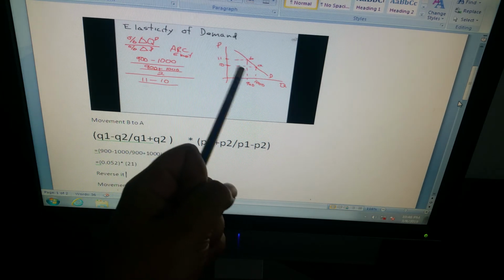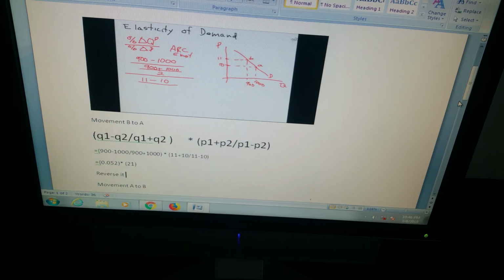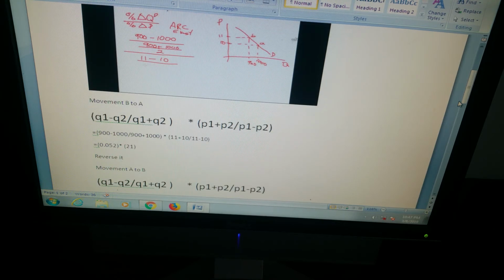Okay, now reverse the process. Yes, I'm talking to everyone. Okay, Vijay, now you can reverse the process. Can you reverse the process? What do I mean by reverse the process? Reverse the process means the starting point is not B now. The starting point is A. We were at A. What was the price at A? 10. What was the quantity at A? 1000. Okay, so P1 was 10 and Q1 was 1000. Right? Now price rises to 11. We move from A to B. Okay, when we move from A to B, here is your calculation.